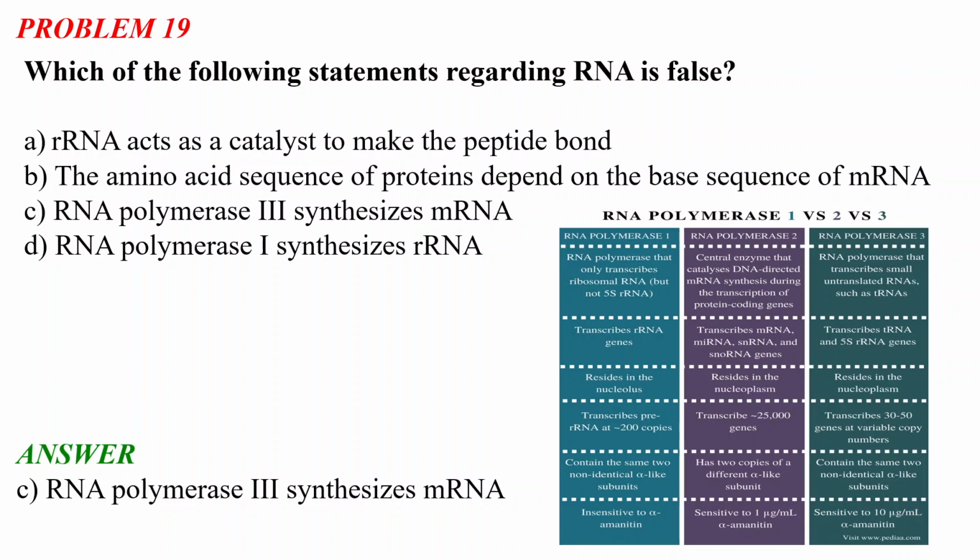RNA polymerase 1 only transcribes the ribosomal RNA, but not 5S rRNA. RNA polymerase 2 is the central enzyme that catalyzes DNA-directed mRNA synthesis during the transcription of protein-coding genes. And RNA polymerase 3 transcribes small untranslated RNA such as tRNA. So, RNA polymerase 3 does not synthesize mRNA, it actually synthesizes tRNA.